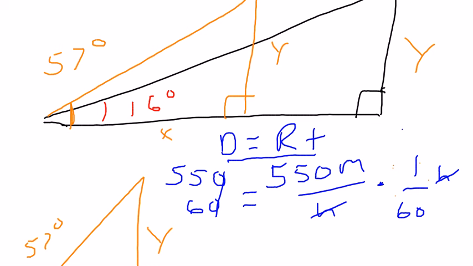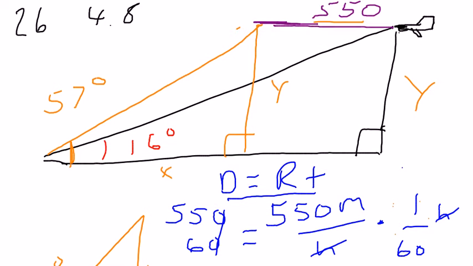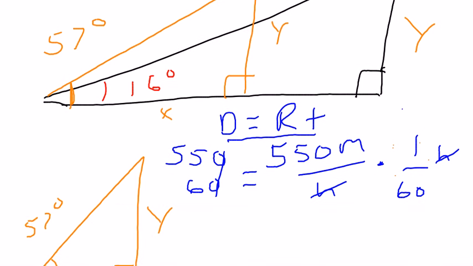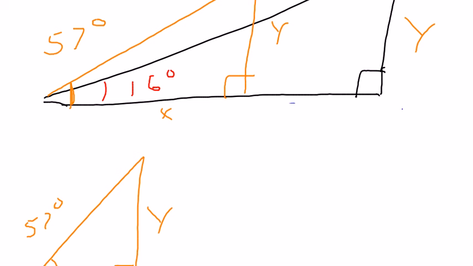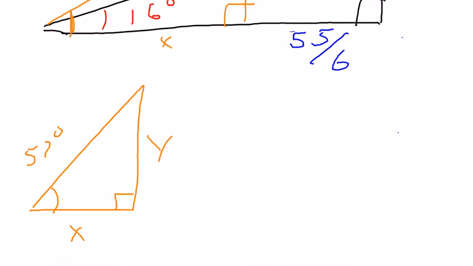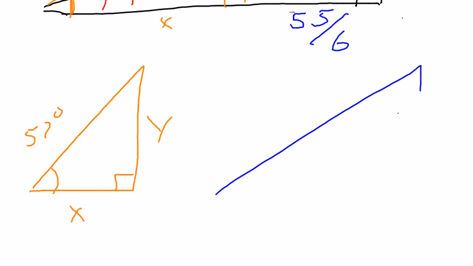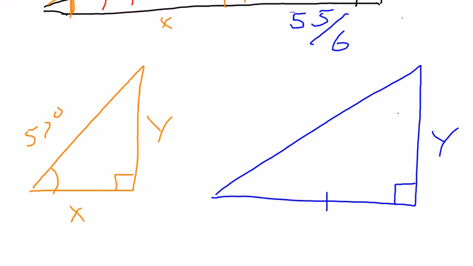Okay, so I'm going to erase this part so I got a little bit more room here to work with. But the distance then the plane travels at 550 miles per hour for 1 minute is 55 over 6. So that's this distance right here, 55 over 6. So the second triangle, I'll draw it in blue. Again, this distance is y. This distance is split into two parts, x and 55 over 6. And this angle is 16 degrees.